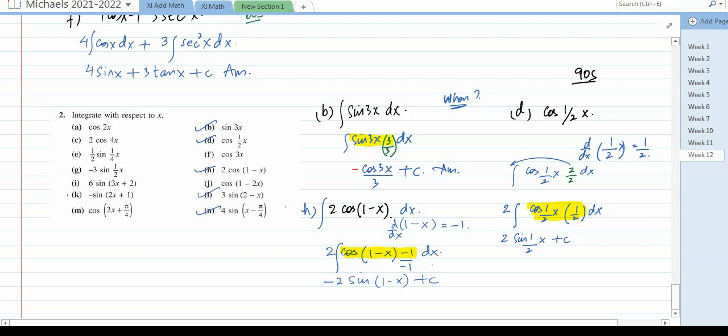Alright, after part H, moving on to the next one, part L here. So L is 3 sine(2 minus x), and you need to give it a try first. Time for this part is 50 seconds, so start.